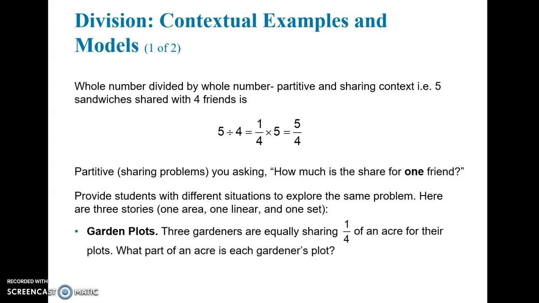In activity 15.12 on page 396 of your book, there's garden plots. 3 gardens equally share 1/4 of an acre for their plots. What part of the acre is each gardener plotting? As division, this would read 1/4 divided by 3, which, using the inverse of division, would make it 1/4 times 1/3. When you multiply across, each one will get 1/12 of that 1/4 of an acre.